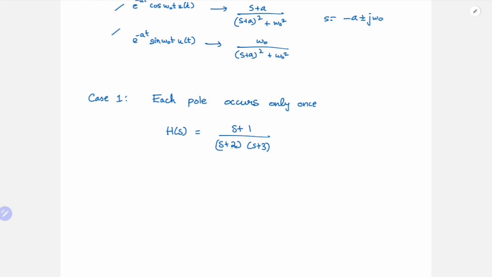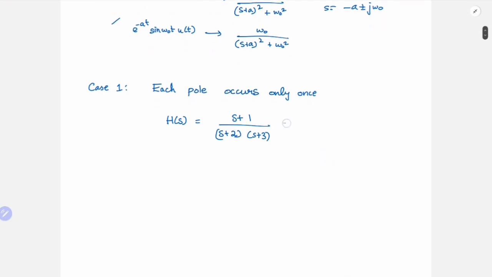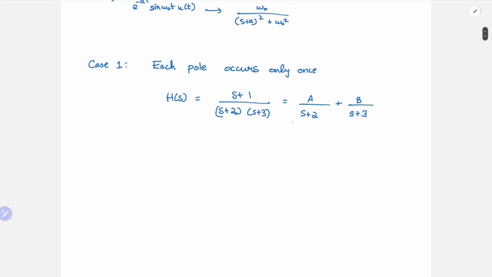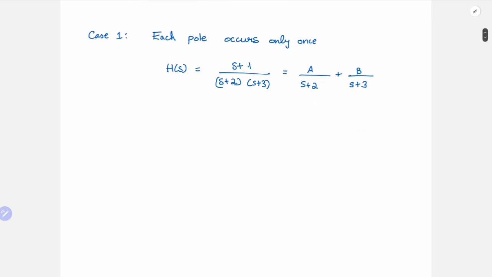Here you can see there is no repetition of the poles. So I have to write it in the partial fraction like this: A/(s+2) + B/(s+3). So how will I go about finding A and B? One way to do it is cross multiply, and you collect all the s terms and all the constant terms, and you compare left hand side and right hand side. And then you will get two linear equations, one for the coefficient of s, another for the constant term, and then you can solve. So that is one method.